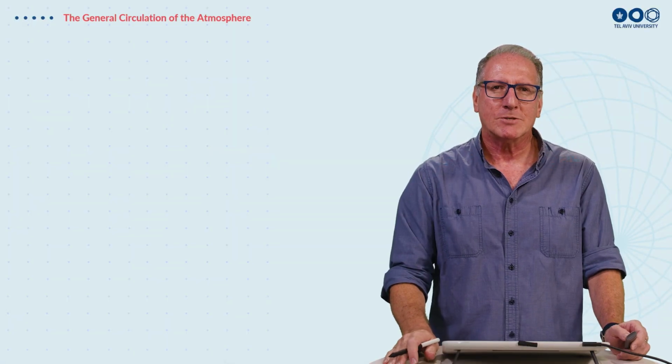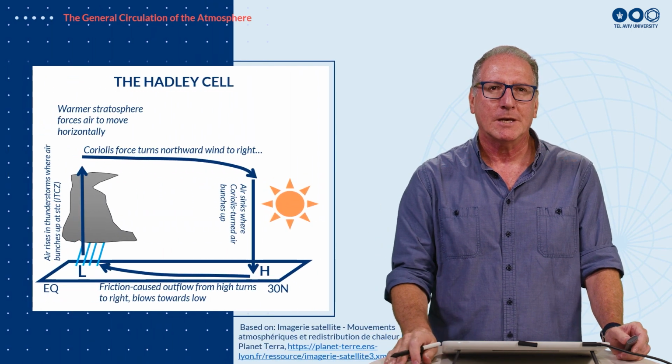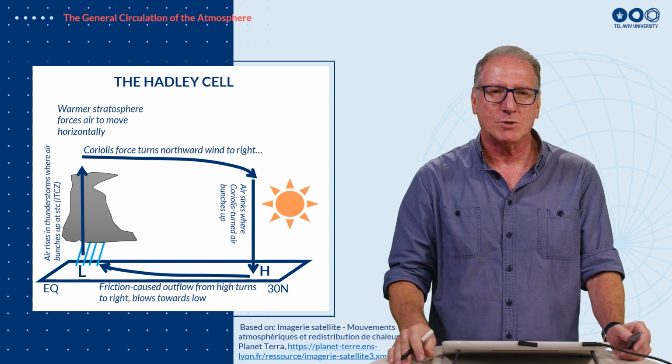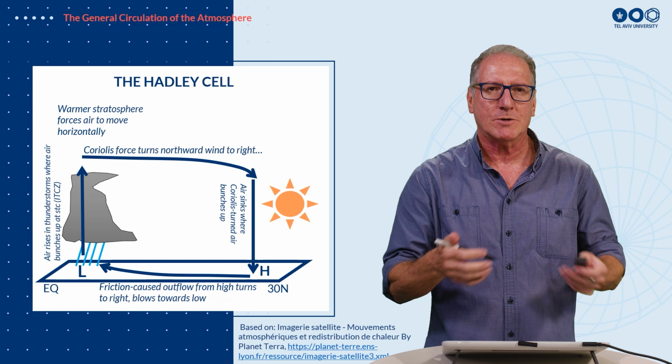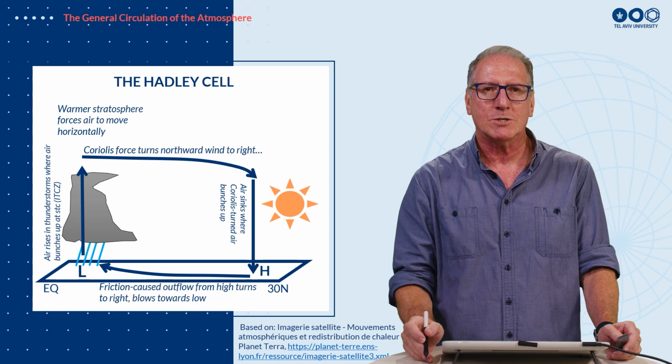Now let's talk about the circulation and the winds in other latitudes. We've spoken about the Hadley cell. In the Hadley cell, we have the rising air in the tropics, which produces a slightly lower pressure at the surface. Lots of rainfall in the tropics, close to the equator, because of this rising branch.